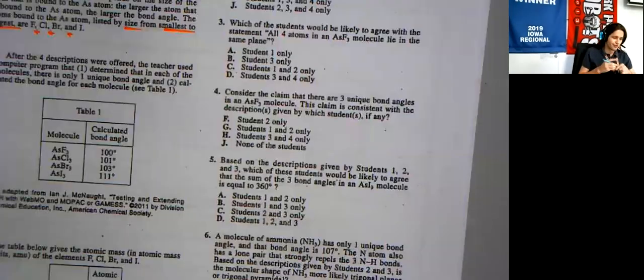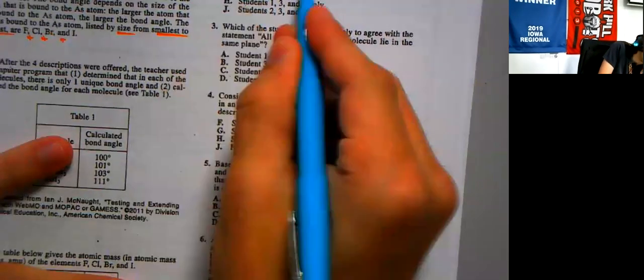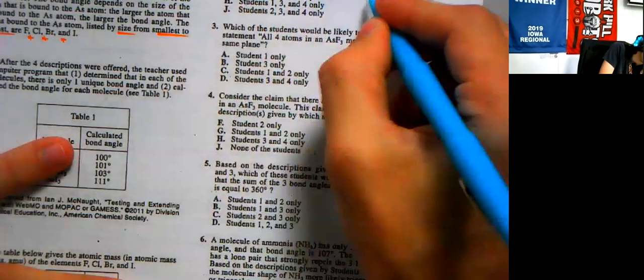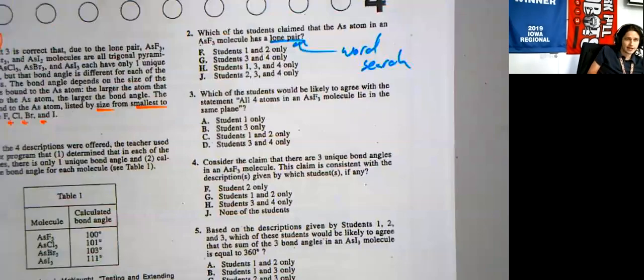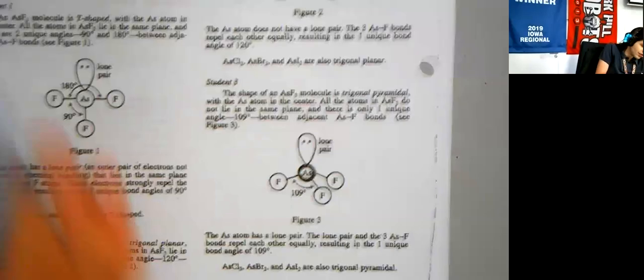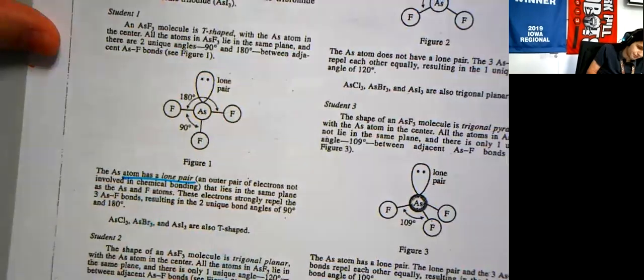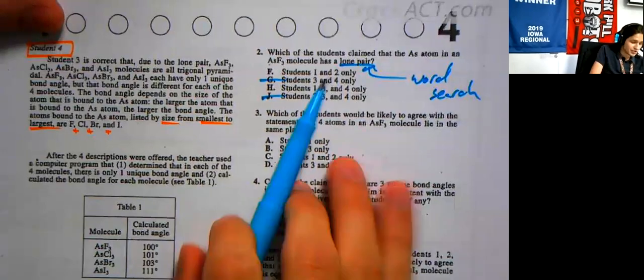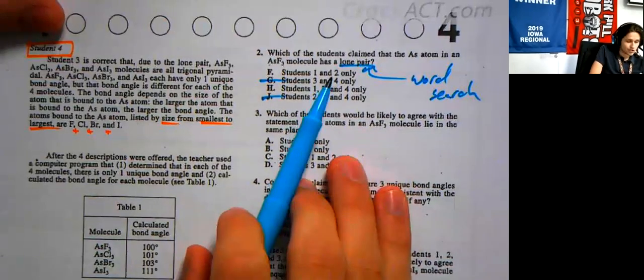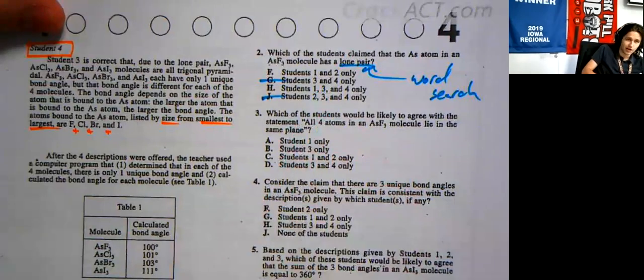Number 2, which of the students claimed that the As atom in the AsF3 molecule has a lone pair? That's an easy word search term. All you had to do was look for the words lone pair in each of the students. Student 1: the As atom has a lone pair. 1's in. If you know that 1 is in, you can immediately cross out G and J. So now you want to save yourself some time. Once you assess 2, you'll know the answer, because it's either 1 and 2 or 1, 3, and 4. There are no mystical third options here.